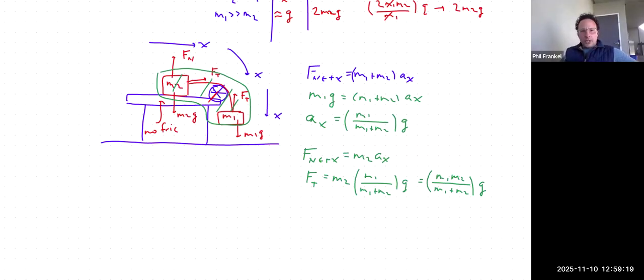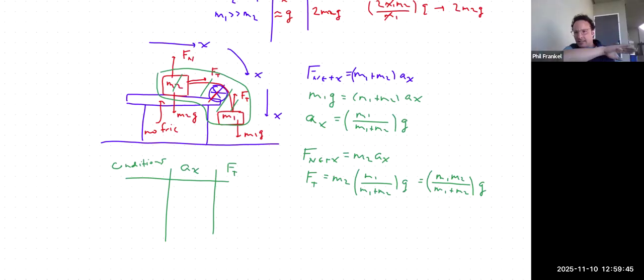So again, let's try to make sense of these results. We have acceleration in the x direction. We have a formula for the tension in the rope. And then we have different conditions. In this situation, the masses being equal is not that interesting. Just notice, this system will accelerate in the positive x direction. There's no friction.